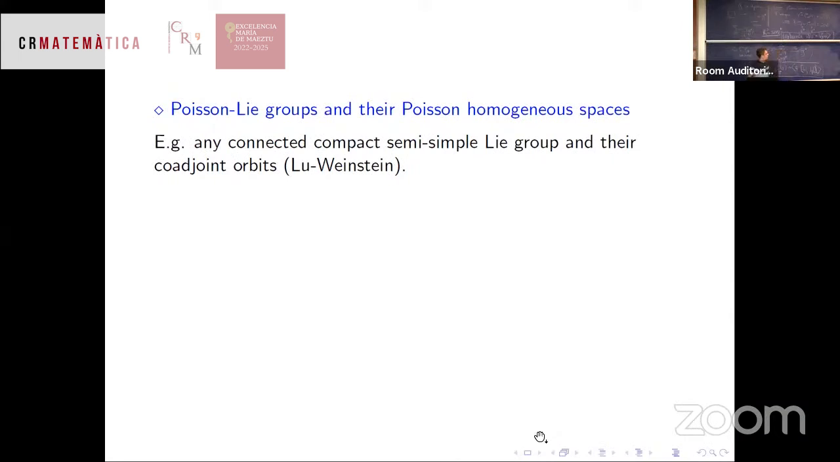Okay, there's a more general class. This actually generalizes duals of Lie algebras to Poisson structures coming from Lie groups. I'll just mention that quickly. By a Poisson Lie group, I mean a Lie group with a Poisson structure. This is a class of Poisson manifolds that arises in the theory of quantum groups, for example.